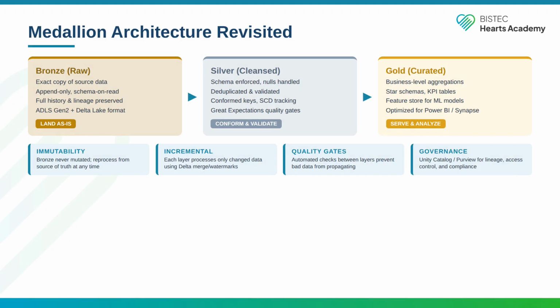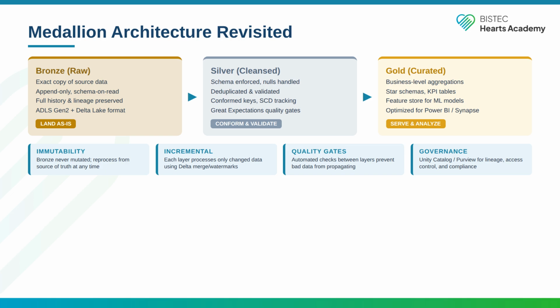You have seen the Medallion architecture in earlier months, but today we need the complete picture because you are designing all 3 layers for the capstone. Bronze is the raw zone. Data lands here exactly as it came from the source system. It is append-only, schema on read, and preserves the full history and lineage. The critical principle: you never mutate bronze. If something goes wrong downstream, you can always reprocess from bronze as your source of truth. On Azure, this means Delta Lake tables on ADLS Gen 2.